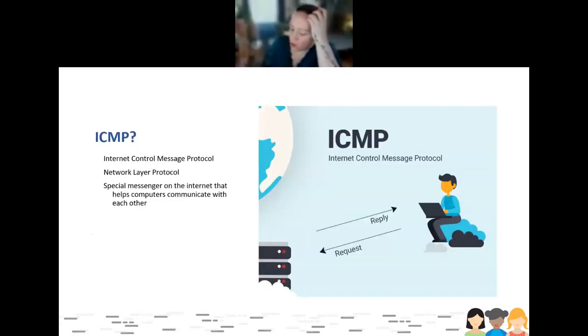ICMP is Internet Control Message Protocol, and that is, to put it in words, a special messenger on the internet that helps the computers communicate with each other. And it works at the network layer if you've looked at the OSI model.